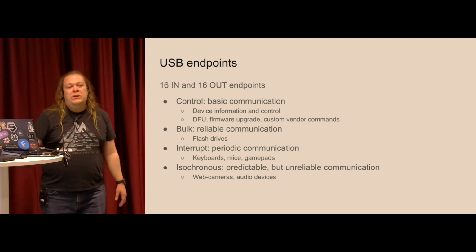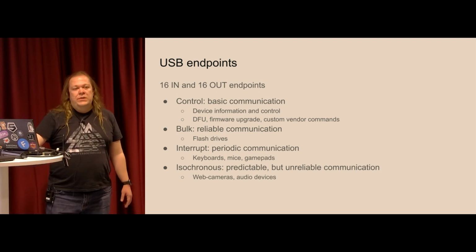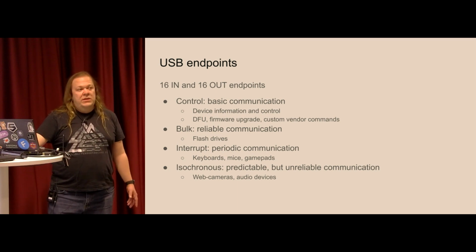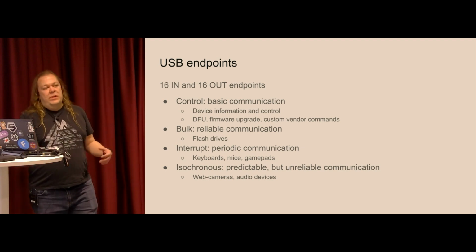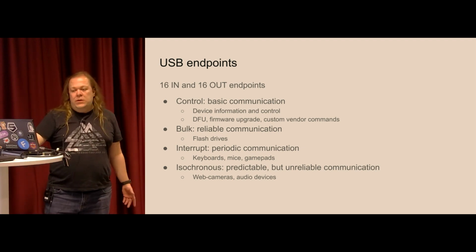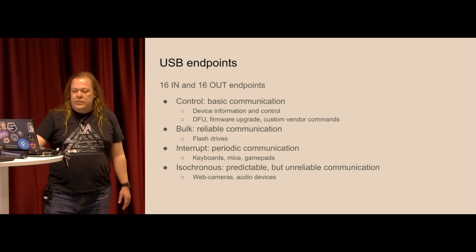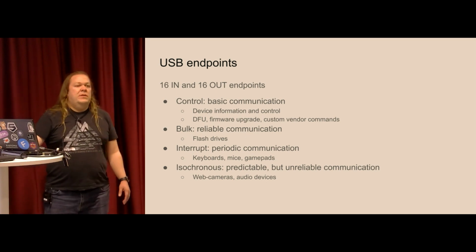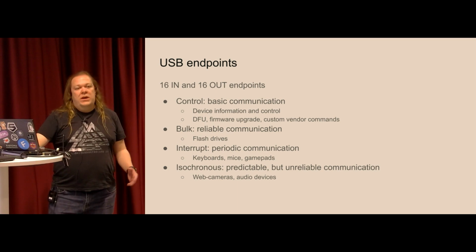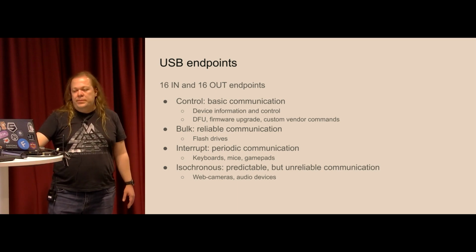Then we have bulk endpoints, and bulk endpoints are often used in situations when we need reliable communication, and when, for example, some request fails, we need to retry this request so the data is not lost. And the most common example of this is flash drives. These are using bulk endpoints. Then we have interrupt endpoints, which are mostly used for slow polling things, for example, keyboards, mice, gamepads, which just report that some buttons are pressed or released and so on.